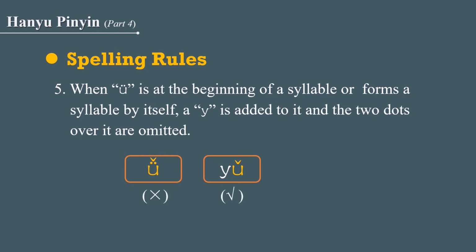Rule 5 and 6 are about final U. When U is at the beginning of a syllable or forms a syllable by itself, a capital letter E is added to it, and the two dots over it are omitted.